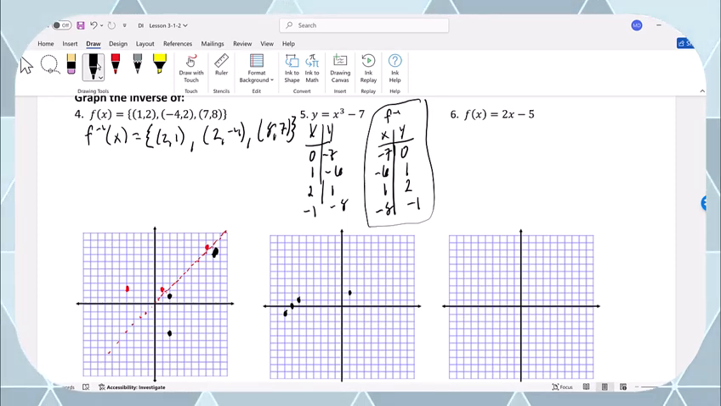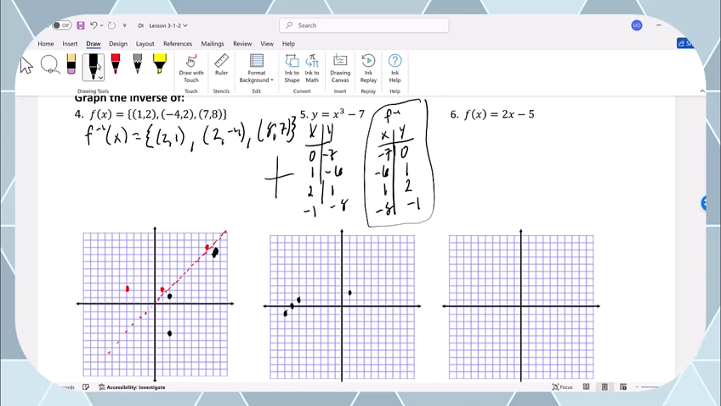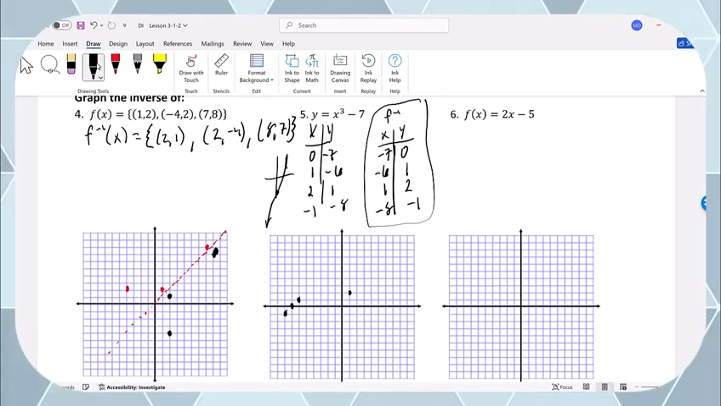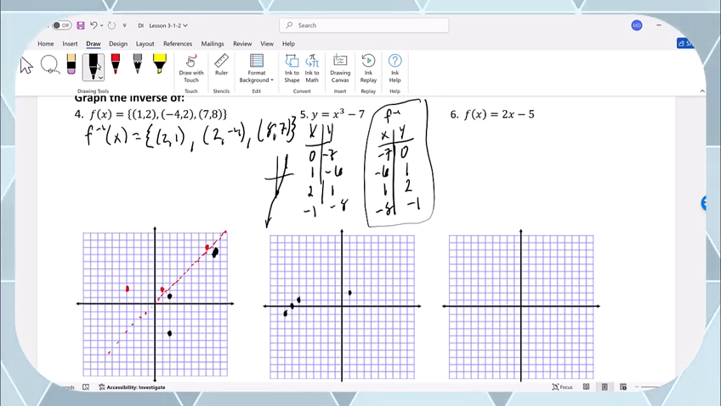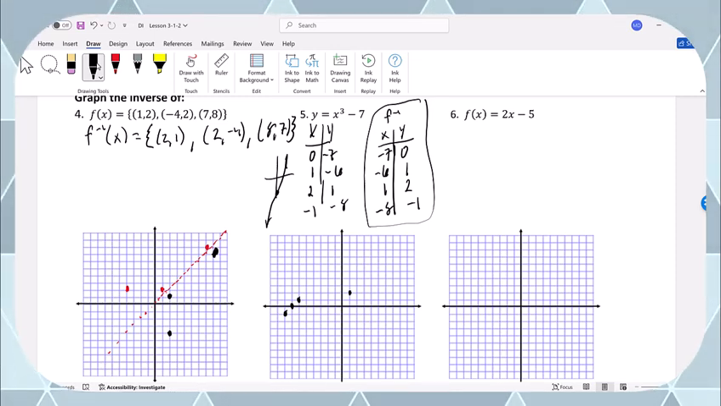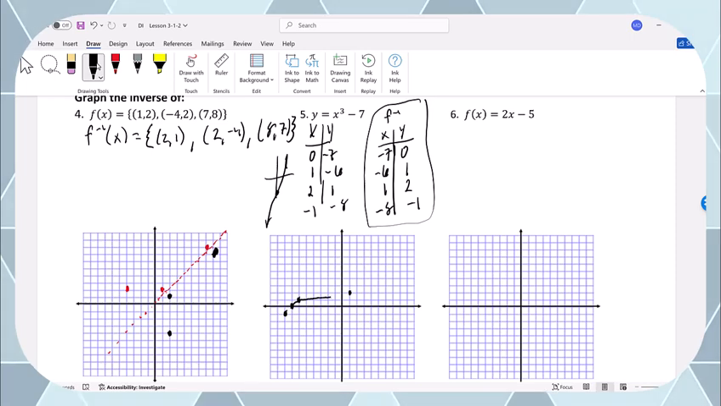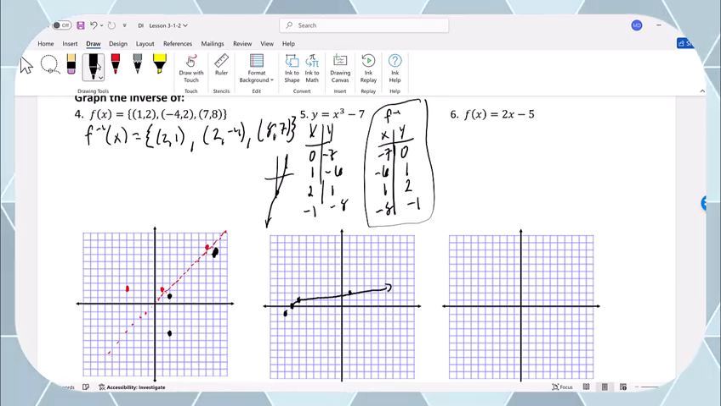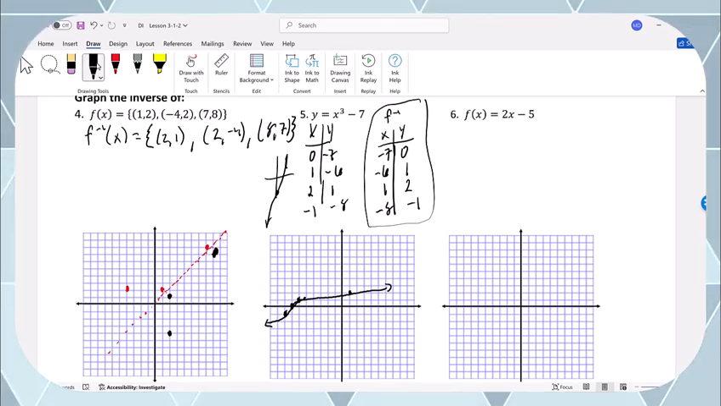Now, thinking about the parent graph, I'm going to do that. And so that's going to get reflected over the y equals x. And so it's actually going to look like, so it's like as if it's on like sideways.